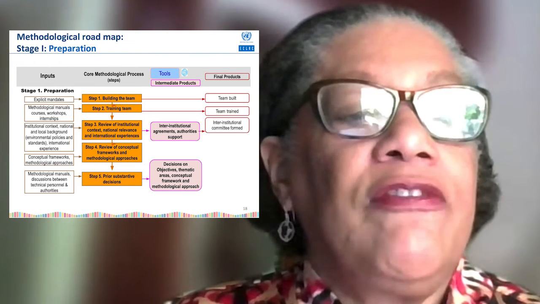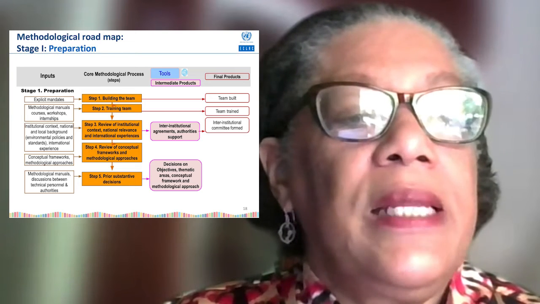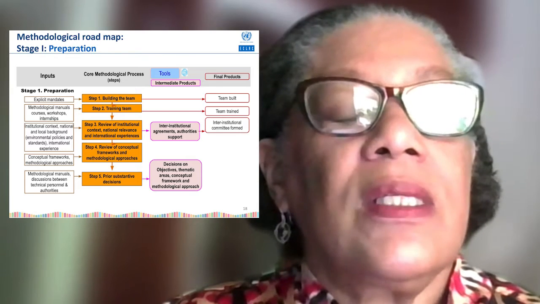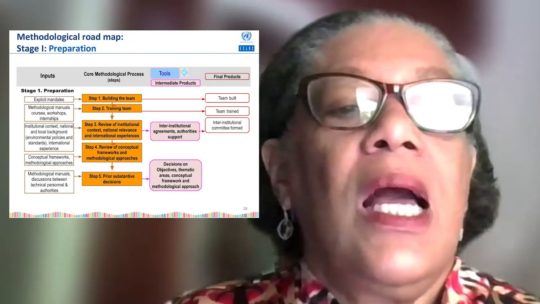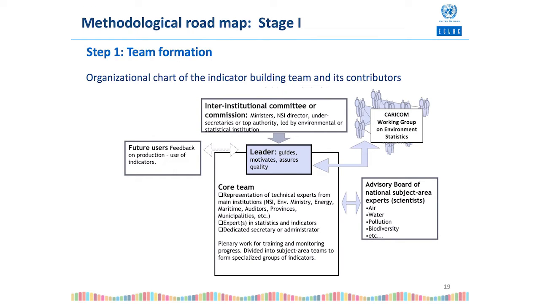In the column to the left are the certain areas that we'll talk about in the coming slides. And then the intermediate products in the third column from the left are the institutional agreements and the decisions on objectives. And then we'll have the final products at the end of all these processes. So under the methodological roadmap stage 1, we have step 1, which is a team formation.